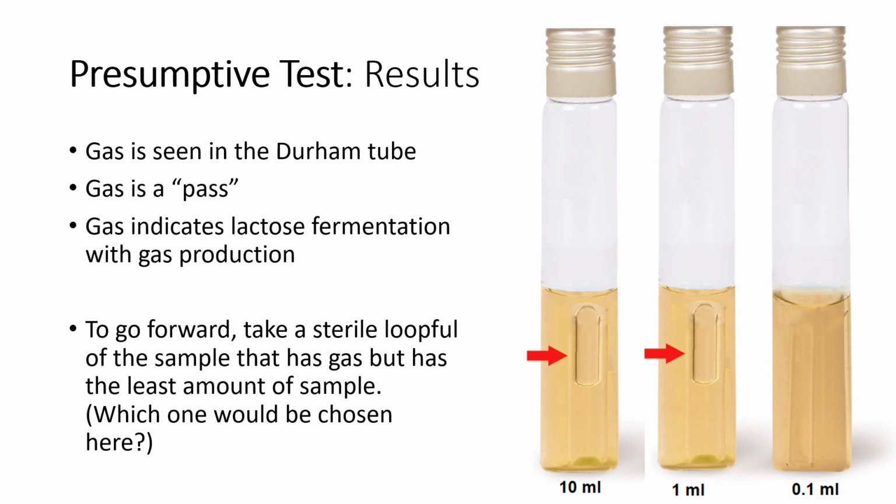So if you do have a fecal contaminant going on in your water sample, your well, your pool, whatever, it might not actually be that bad, because if it were a really bad situation, it would be present even in the lowest concentration. So I hope you understand that. So in the presumptive test, the only way to pass is with gas. Gas is the pass. So this last tube, the 0.1, that's a fail. There's no gas there. That's a fail.